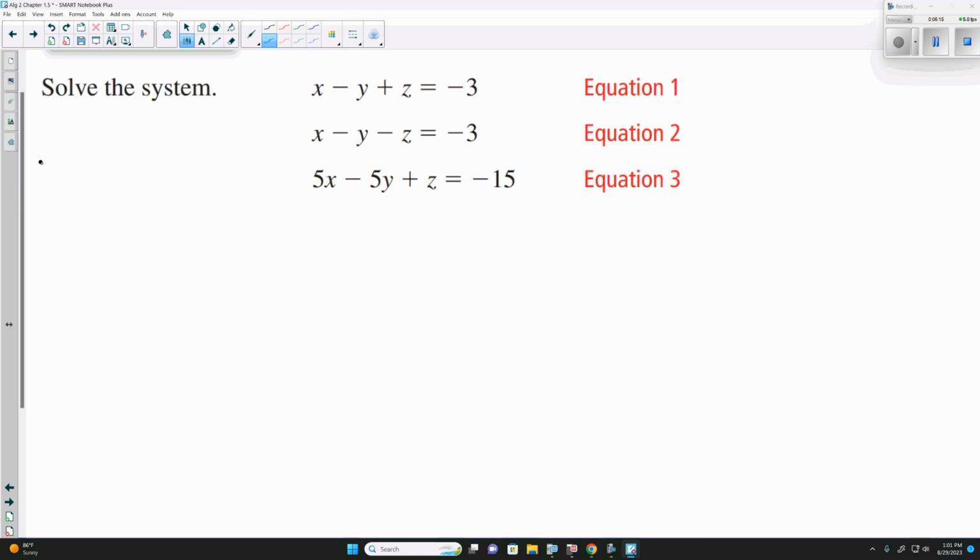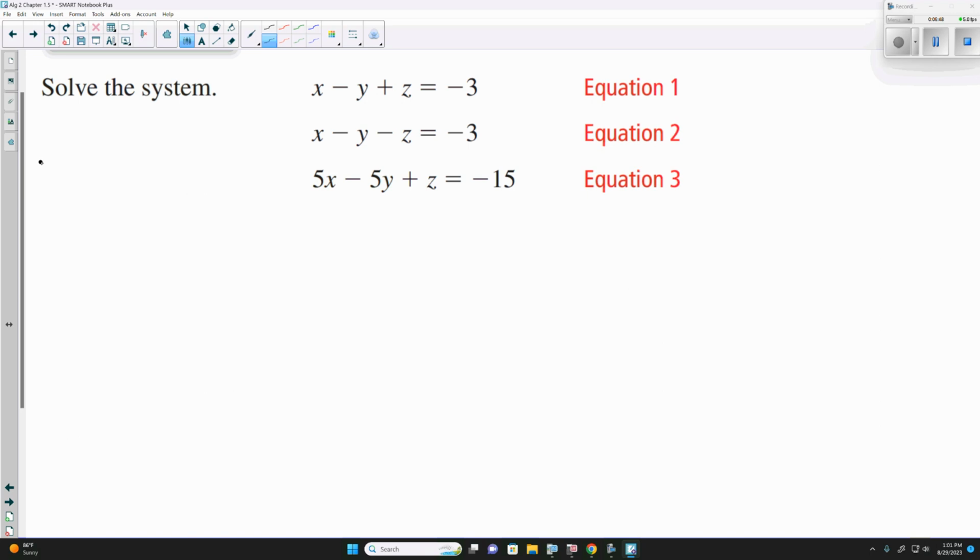Now looking at all 3 of these here, if there's ever a case where one of the sets of variables already has the same number in front of it, I always default to it, because that means I don't have to do anything to it. And if we look at this here, we have x, x, and 5x. The next one we have y, y, and 5y. And z, we have z, z, and z. For this one here, the z's are already the same, yes?